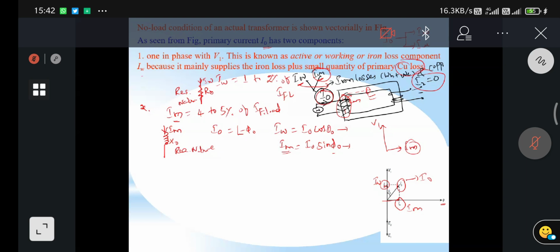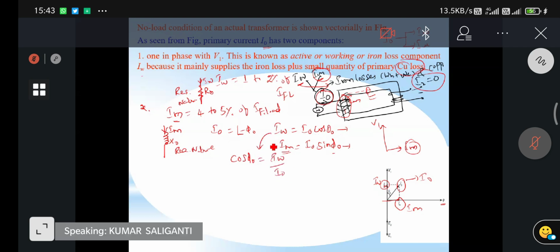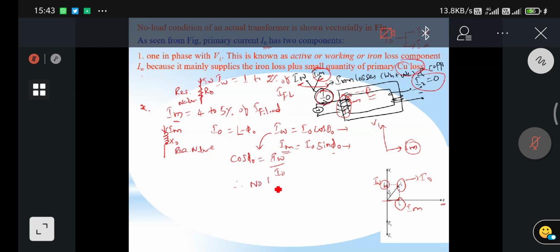So finally we got I naught cos phi naught, I naught sin phi naught. The primary power factor at no load condition is nothing but cos phi naught, which is equal to IW by I naught. Therefore the no load power is V1 I naught cos phi naught.